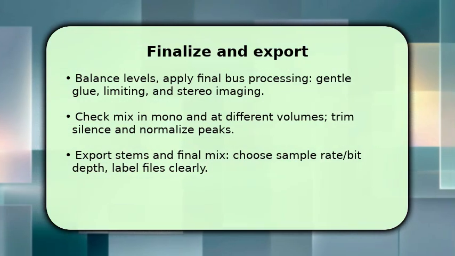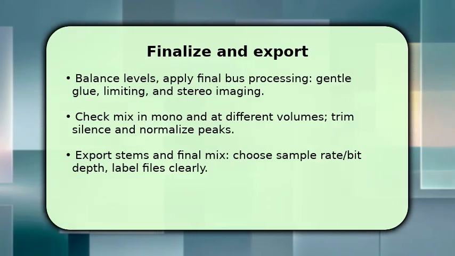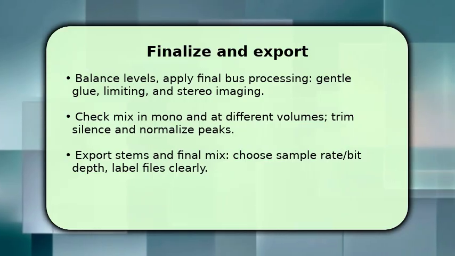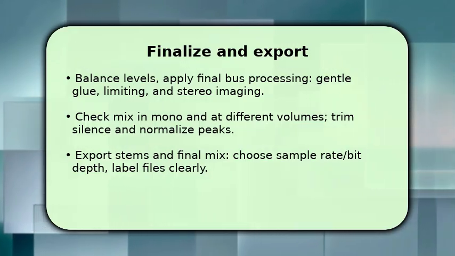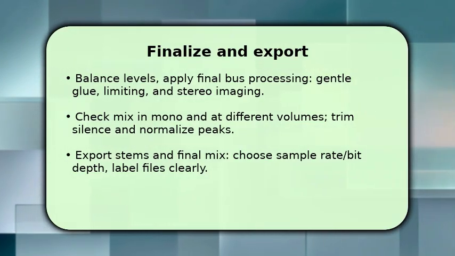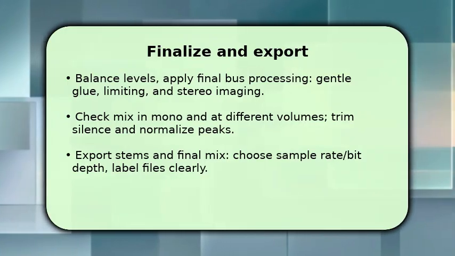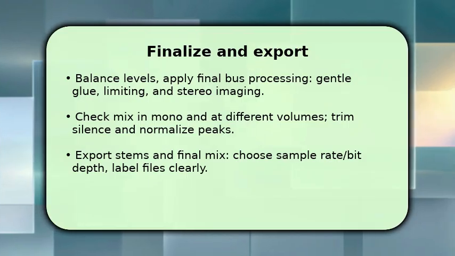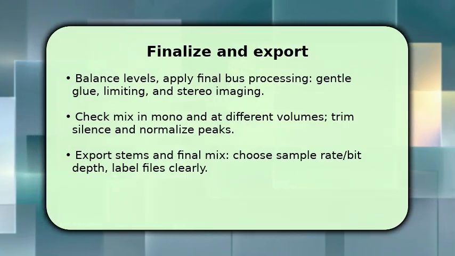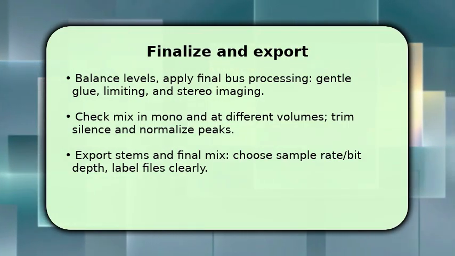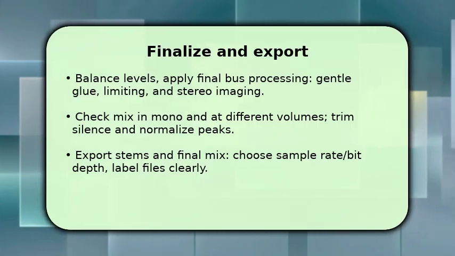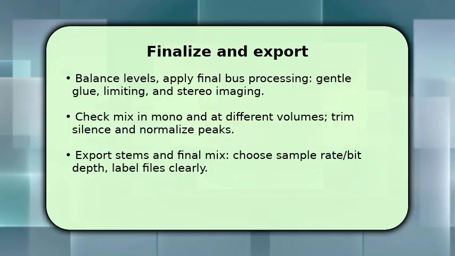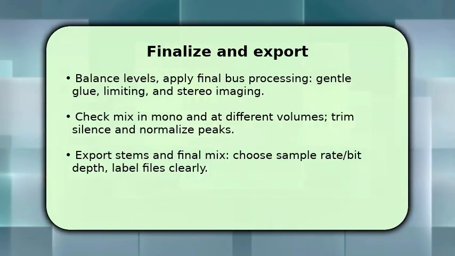To finish, balance levels across tracks and add final bus processing like subtle glue compression and limiting so the mix reads coherently on different systems. Check the mix in mono and at lower volumes to ensure translatability, because issues often hide at extremes. Trim unnecessary silence, normalize peak handling, and export both stems and a mastered mix with the correct sample rate and bit depth. If you run into clipping, lower the master by a few dB and re-export. This quick fix preserves headroom.